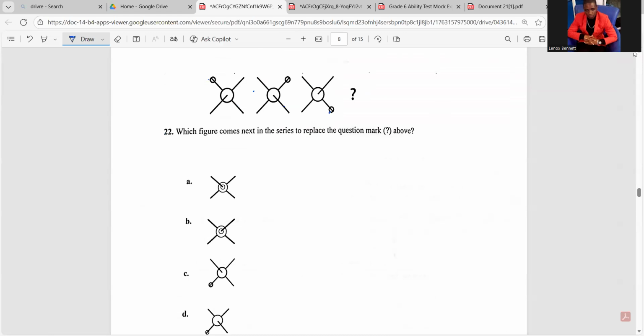It says, which figure comes next in the series. All right, so you're going to look and see which one of these would come next. These are tricky. You have to observe them. Every single thing you have to observe about it. Do not say, oh, it's easy, man. Look at every single thing. Test out every single thing. All right?